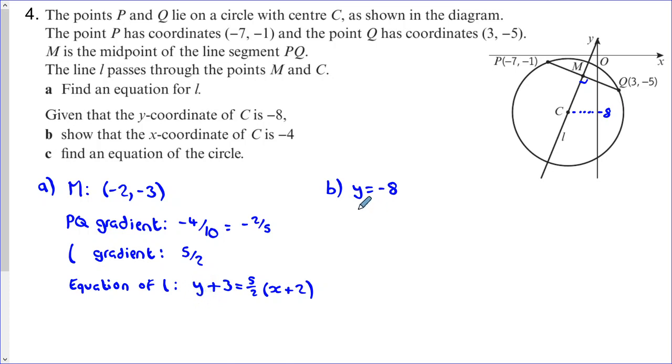So y equals minus 8. So we have minus 8 plus 3 equals 5/2 (x plus 2). It might have been useful to have rearranged this before, but it's too late now. So this will be minus 5 equals this. Then I'm going to double it. So minus 10 equals 5x plus 10. 5x is negative 20. x is negative 4. So we've shown that the x-coordinate is negative 4. That's all we need to do for that one.